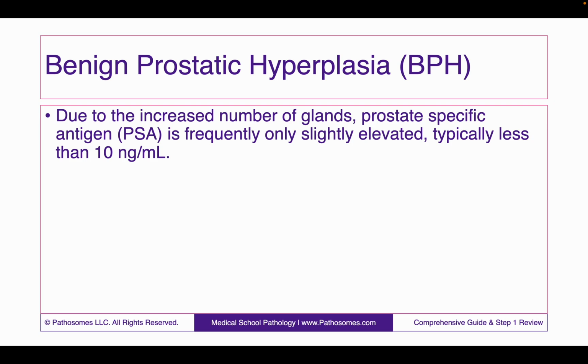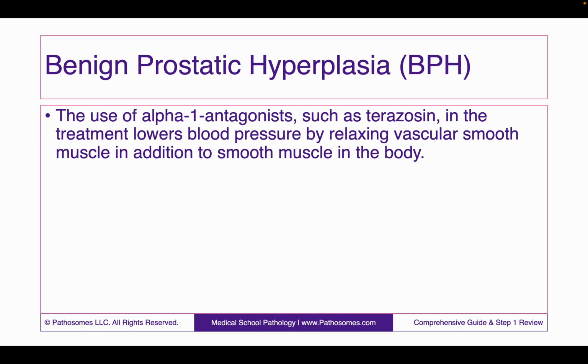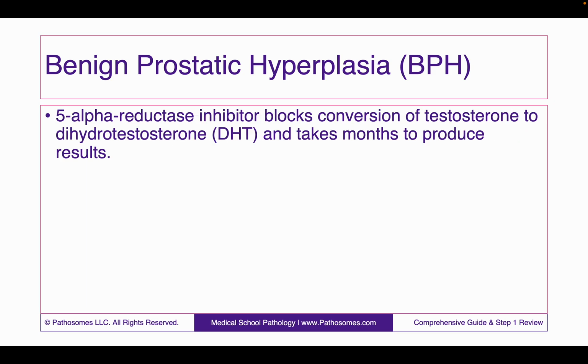Due to the increased number of glands, prostate-specific antigen, PSA, is frequently only slightly elevated, typically less than 10 nanograms per milliliter. The use of alpha-1 antagonists such as terazosin in the treatment lowers the blood pressure by relaxing the vascular smooth muscle in addition to smooth muscle in the body.